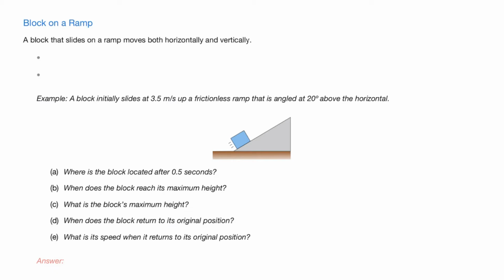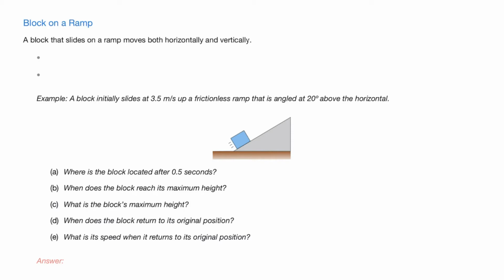This section will study another example of motion in two dimensions. In this case, what we're looking at is a block that slides on a ramp. It can either slide up or down the ramp, and when it does so, I think it's pretty clear that it's moving both horizontally and vertically. However, what we'll see when we solve this problem is that by appropriate choice of coordinate system, we can actually reduce this to a one-dimensional problem.